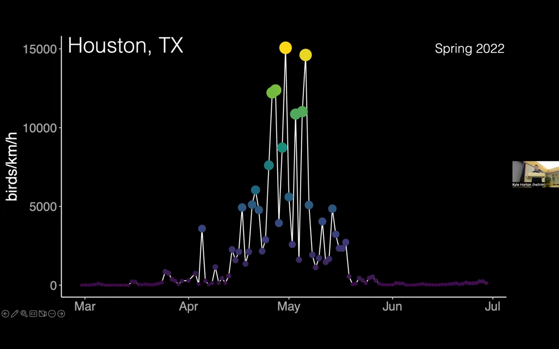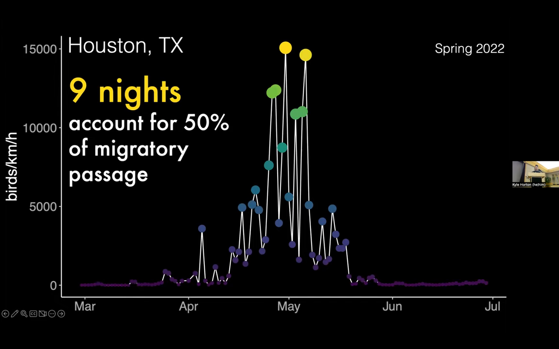This pattern of periodicity is sort of important from a conservation standpoint, but also for messaging and ecological forecasting. So for Houston, Texas, for spring of 2022, it took 9 nights for 50% of the birds to pass through that region, right? We're looking at a duration of time of about 120 nights. It took 9 nights for just 50% of the birds to come through. So that's sort of a powerful statement.